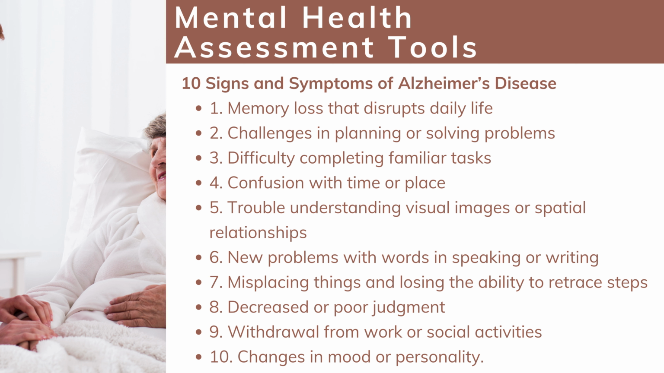trouble understanding visual images or spatial relationships, new problems with words in speaking or writing, misplacing things or losing the ability to retrace steps, decreased or poor judgment, withdrawal from work or social activities, and changes in mood or personality. If a patient frequently misplaces objects, struggles to recall daily events, and withdraws from social interactions, further neurological evaluation is needed.